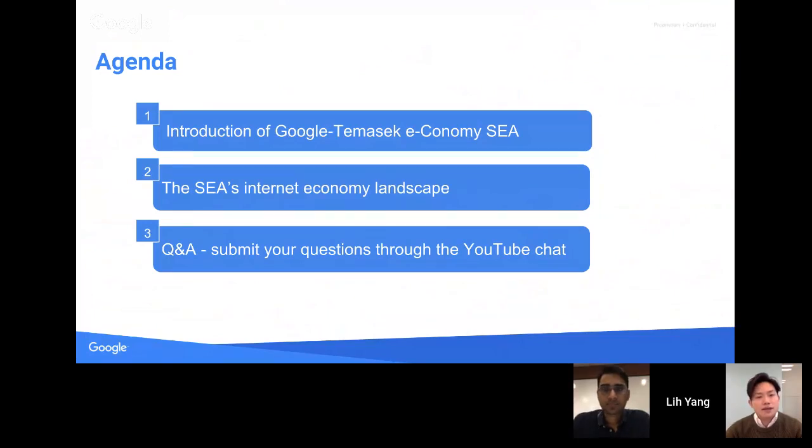So in this structure of today's presentation, we will first make an introduction of Google Temasek Economy Southeast Asia. I believe that our speaker Srikant is going to give a little bit more specific context to explain about the Google Temasek research. And then we will take a look at a general overview of Southeast Asia internet economy landscape. And then finally, we will take some questions. So please feel free to submit your questions through the YouTube interface. So without further ado, let me pass it over to our speaker, Srikant.